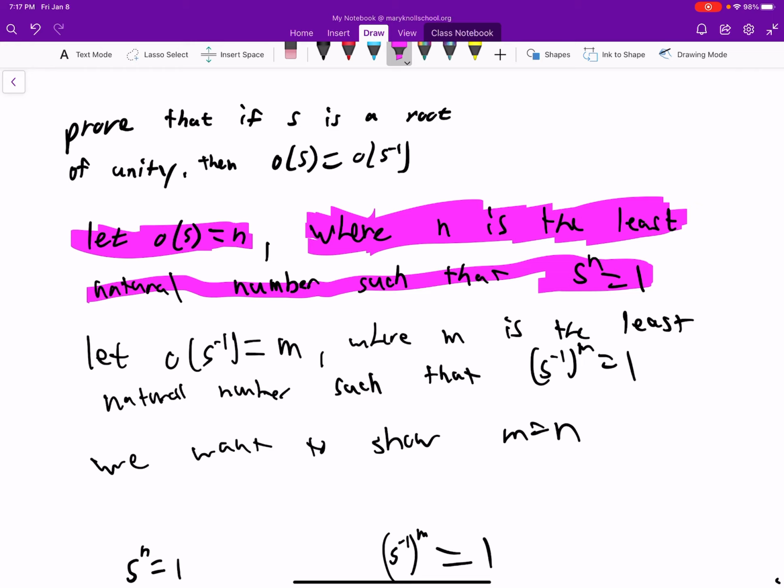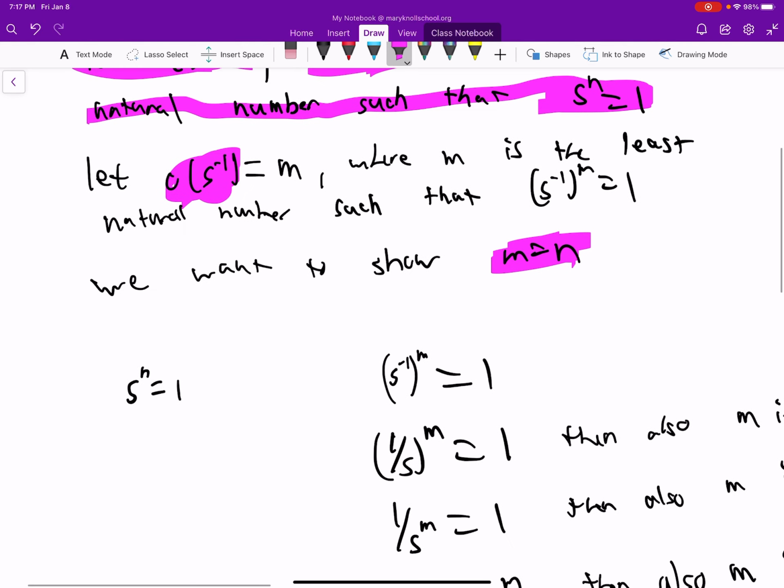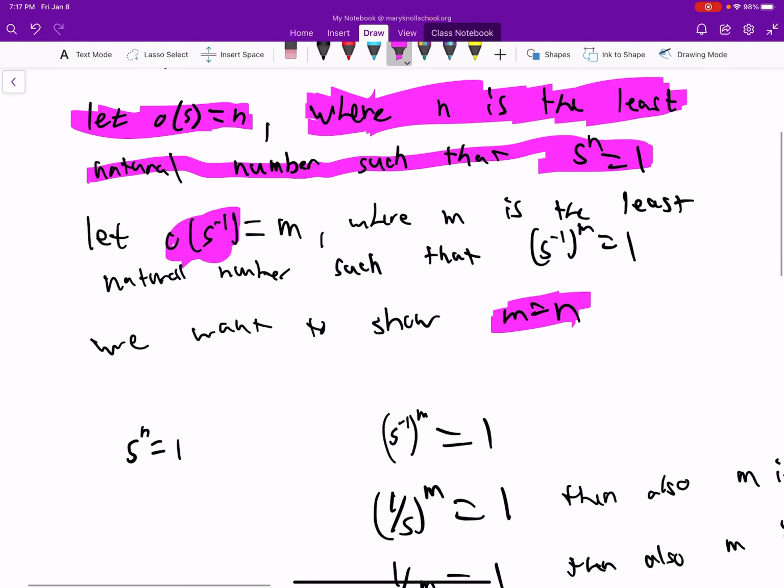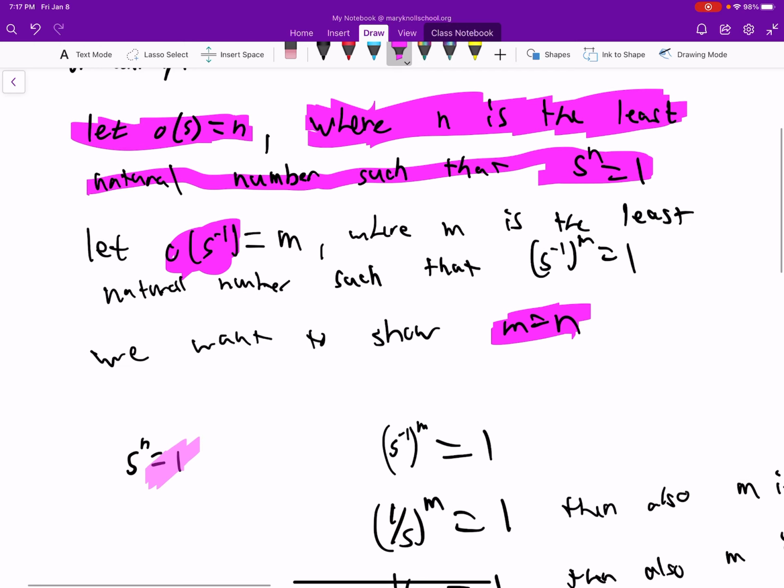Okay, so let the order of S inverse be m, because we can't just assume that they're the same thing right away, where m is the least natural number such that S inverse to the m power is 1. We want to show m is n. So first thing is we already know this. That was kind of given to us.